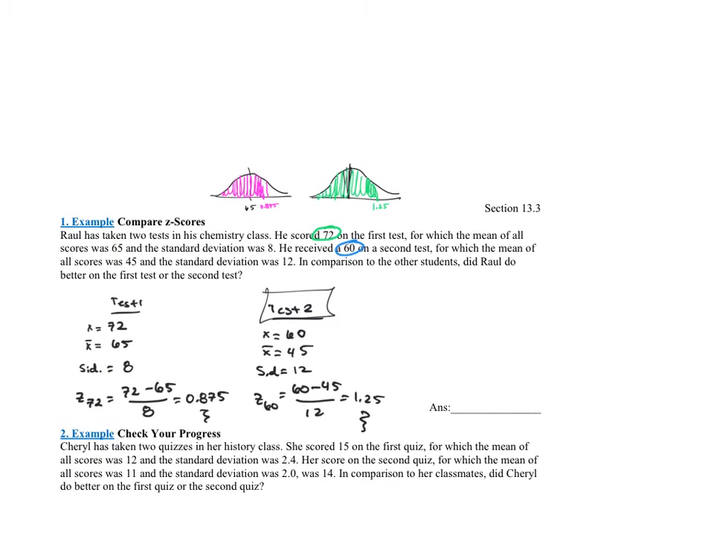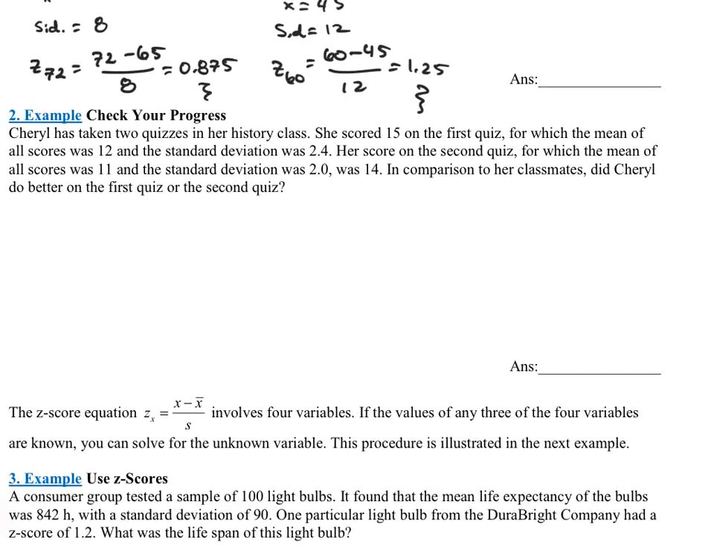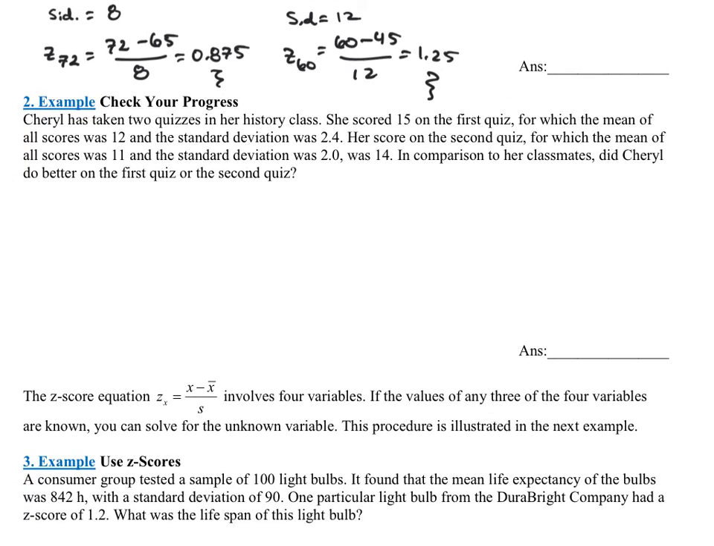Let's go on to the next example. Let's go on to example 2. So example 2 says, Cheryl has taken 2 quizzes in her history class. She scored 15 on the first quiz, for which a mean of all scores was 12 and a standard deviation was 2.4. Her score on the second quiz, for which a mean of all scores was 11 and the standard deviation was 2, was 14 in comparison to her classmates.